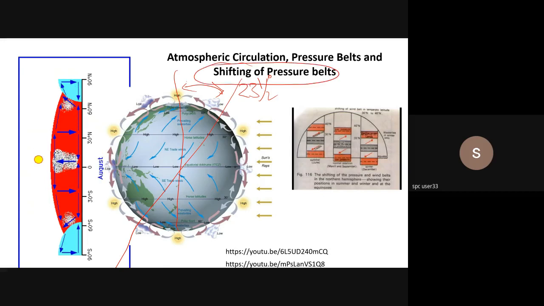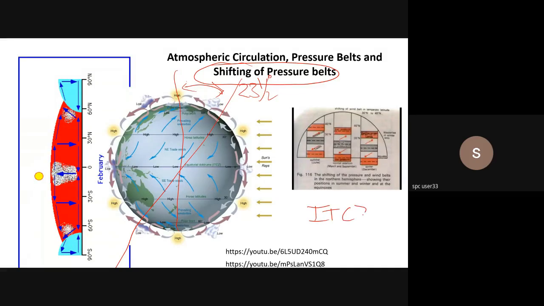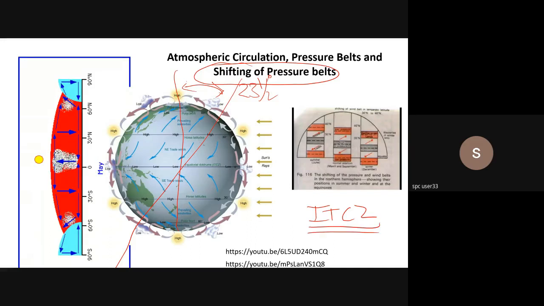Now, why do we have shifting of pressure belts? You'll see that in the equinox time, which is here, the sun was at the equator. Now it seems to go down. As it goes down, the insolation in the southern hemisphere will increase. Now it is coming up, so the insolation in the northern hemisphere is increasing. That's why it is called the thermal equator also. This is also called the ITCZ, if you remember. And it is this ITCZ which makes the shifting of pressure belts possible.